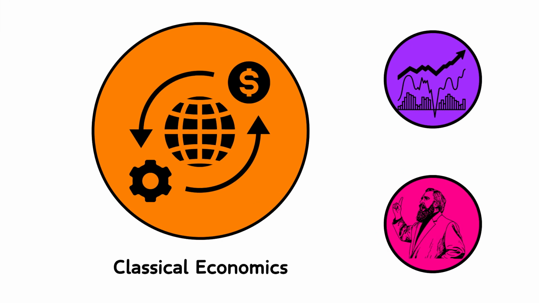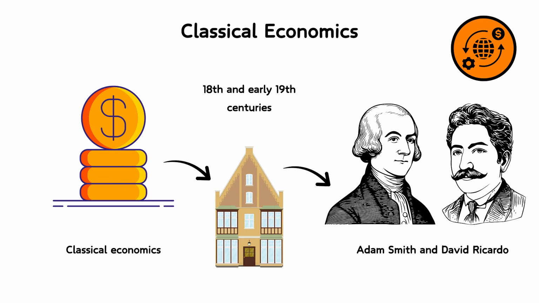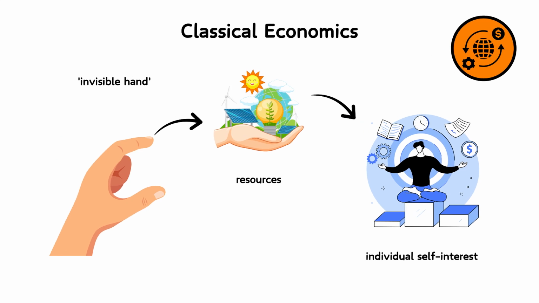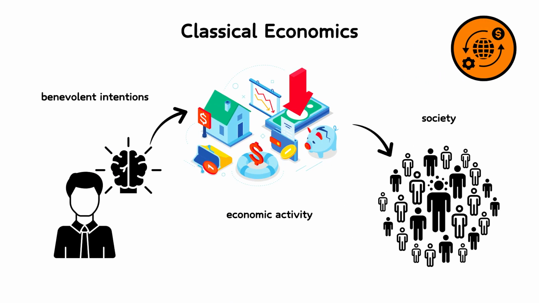Classical Economics. Classical economics, established in the late 18th and early 19th centuries by luminary figures like Adam Smith and David Ricardo, is foundational to modern economic thought. This theory champions the virtues of a free market system, where minimal government intervention allows the invisible hand of the market to allocate resources efficiently. Adam Smith's metaphor of the invisible hand suggests that individual self-interest, rather than benevolent intentions, drives economic activity to produce beneficial outcomes for society.